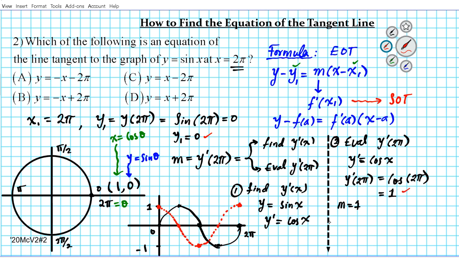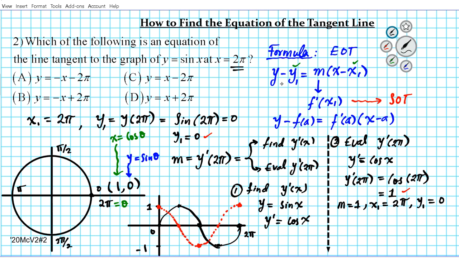All right, so we have m. M was the ingredient that we needed calculus to find. Let's write down the other two ingredients that we need. x1 was given, and what was x1? 2 pi. And then we needed to use some algebra and trig to figure out y1, when y1 was 0.